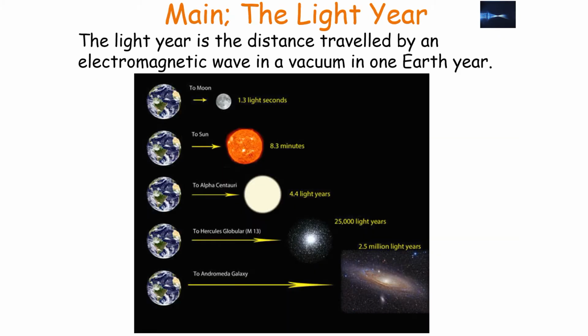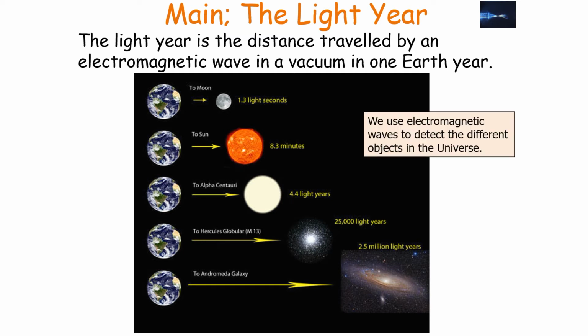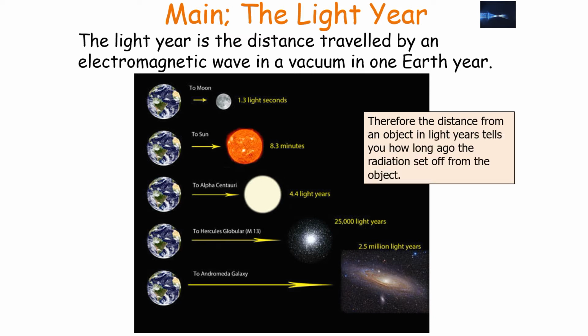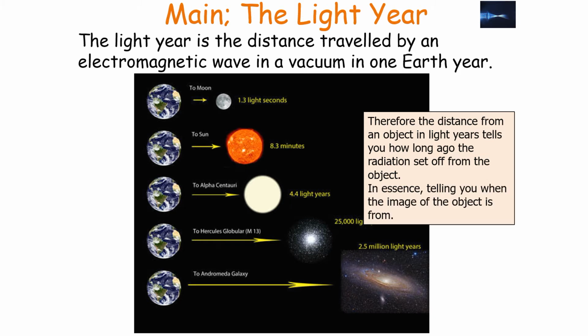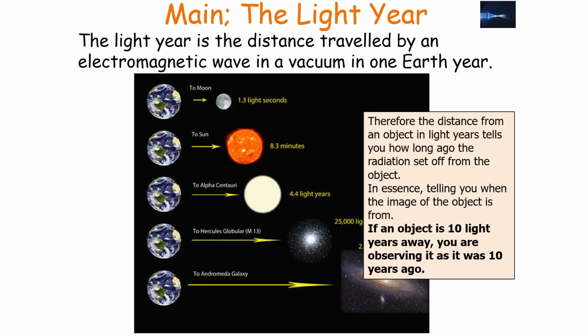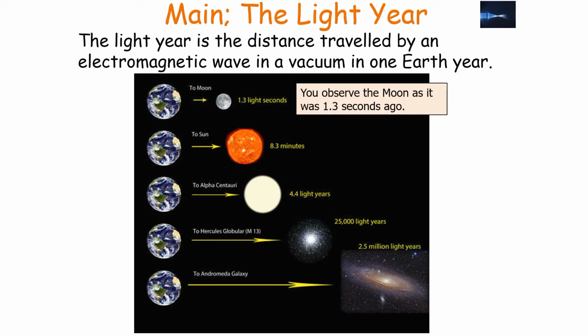The light year is the distance travelled by an electromagnetic wave in a vacuum in 1 Earth year. We use electromagnetic waves to detect the different objects in the universe. So it tells you how long ago the radiation set off from the object. In essence, it's telling you the image of when the object is from. So if an object is 10 light years away, you observe it as it was 10 years ago.